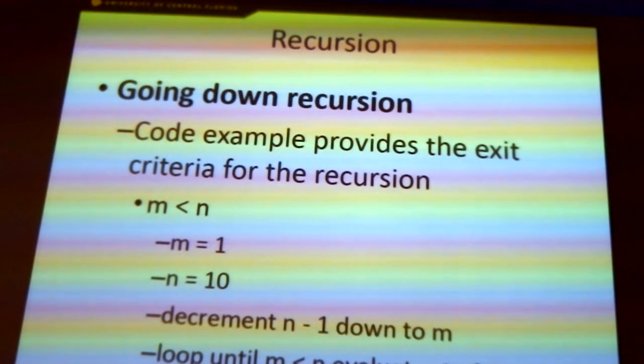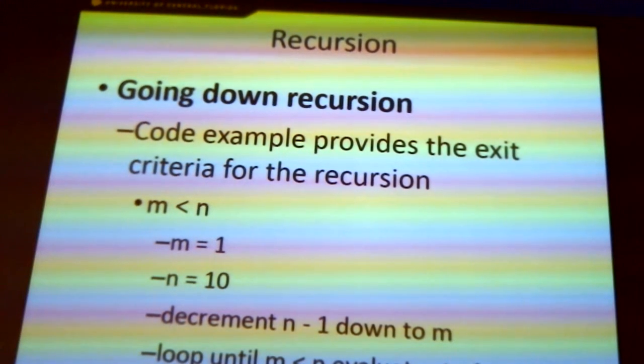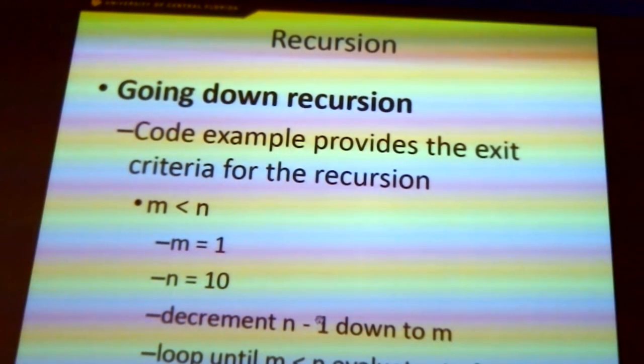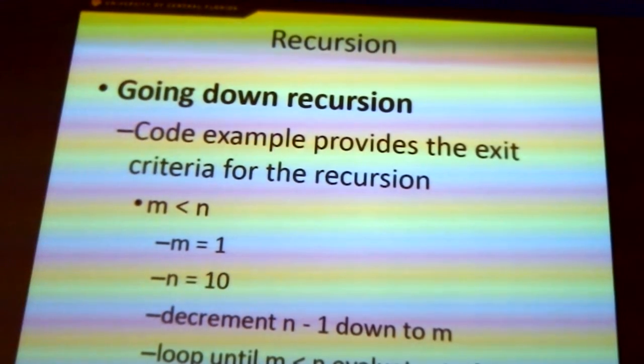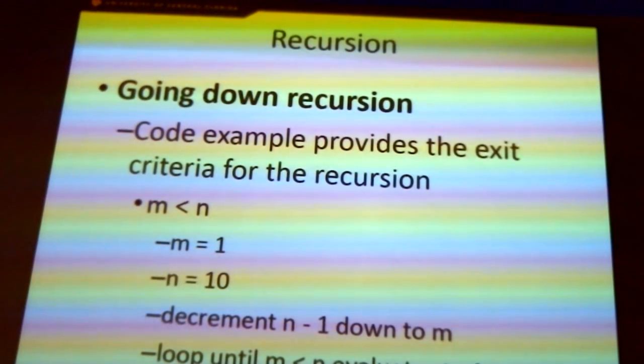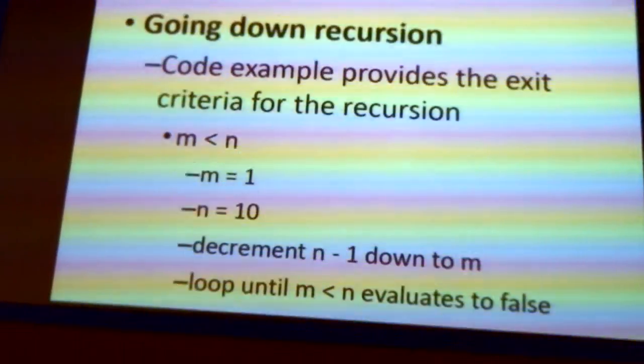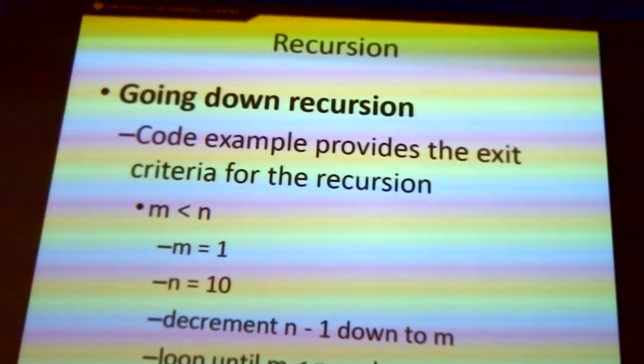And then we have the going down recursion, where we go the opposite way and decrement, where m is the value that you're trying to get to, and n is the one you're going to modify for each iteration of your recursion.